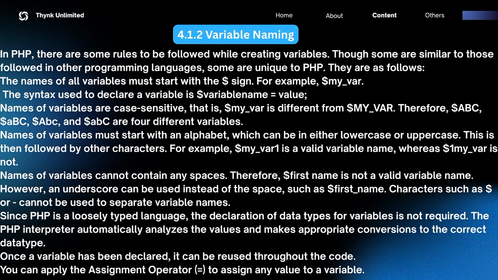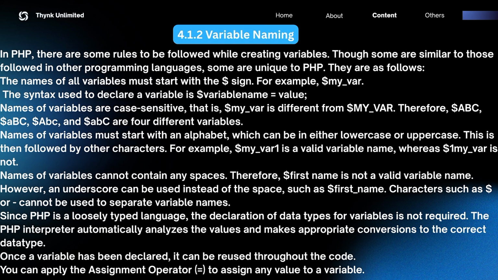Because PHP is a loosely typed language, you don't need to declare the type of variable before assigning a value. The PHP interpreter automatically detects what kind of data is being used, whether it's a number, text, or something else, and converts it internally to the appropriate data type. This feature makes PHP flexible and easy to work with, especially for beginners.